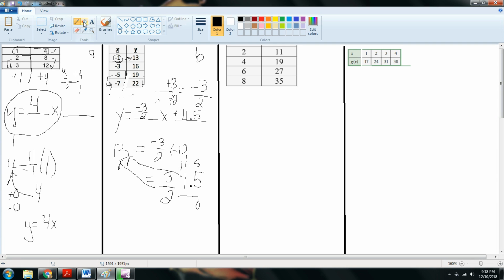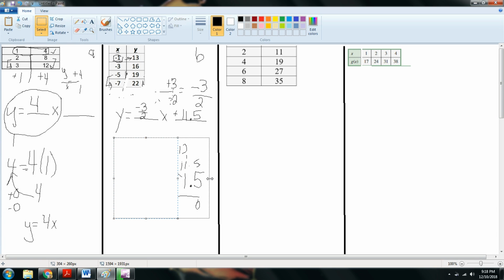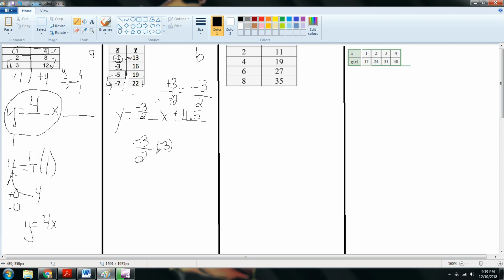I should check myself with another coordinate just to make sure that I have done the math correctly. I'm gonna do a shorthanded way of erasing some of my work here just by covering it up. There we go. Okay. So now if I use the one I was gonna start with, that negative 3, negative 3 halves times, sorry, times negative 3 is positive 9 halves.